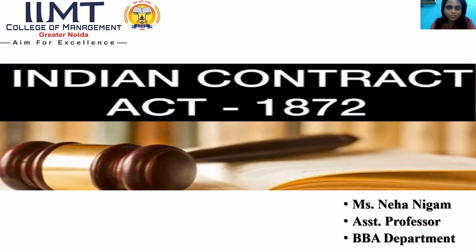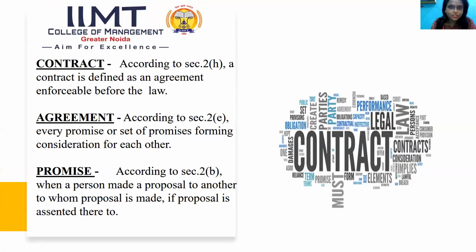Today I am going to discuss my topic, the Indian Contract Act, 1872. So let's get started. When we are talking about the Indian Contract Act, first we should know the meaning of contract. A contract is an agreement between two people that creates a legal obligation to perform. According to Section 2(h), a contract is defined as an agreement which is enforceable before the law.